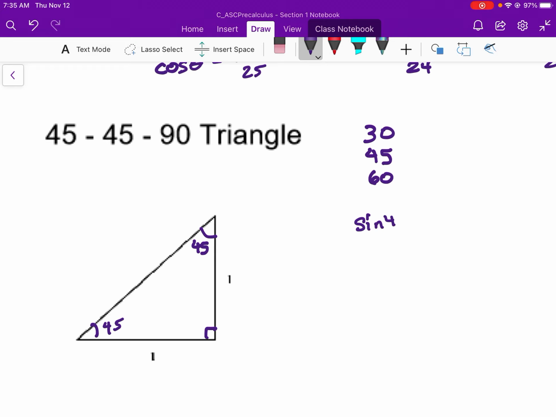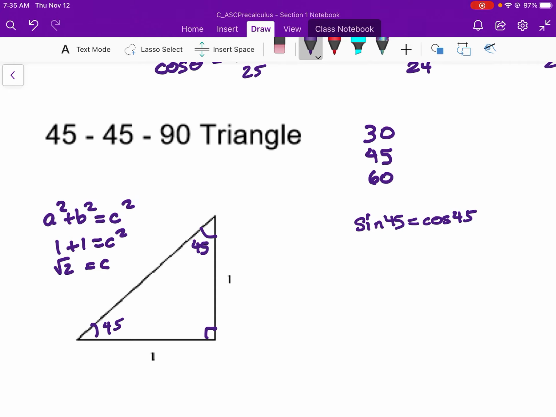So what I'm looking at here is when I do the sine and cosine of 45, they're going to be equal. The sine of 45 is equal to the cosine of 45 because the opposite and the adjacent sides are both the same. Now the only thing I need to do is figure out what that hypotenuse is. Well, that's where the Pythagorean theorem comes in. a squared plus b squared equals c squared. So 1 squared plus 1 squared equals c squared. So c is the square root of 2.